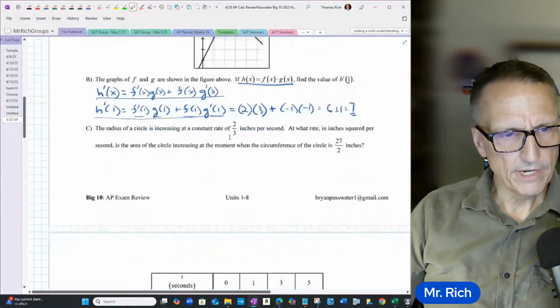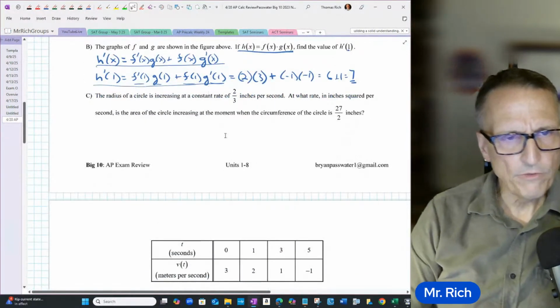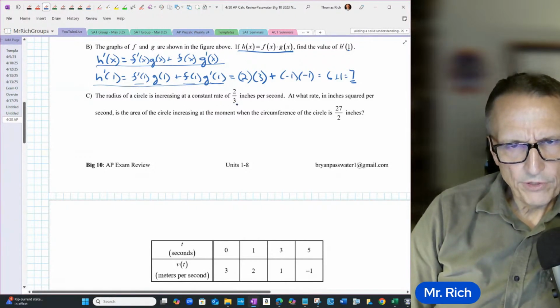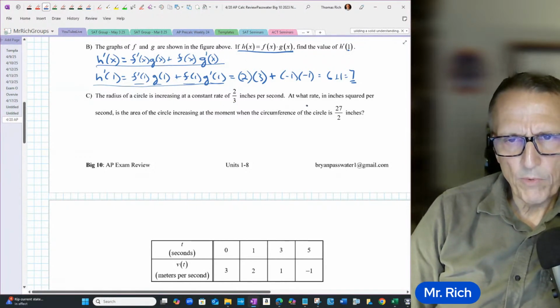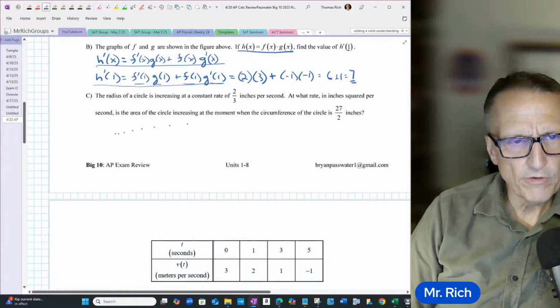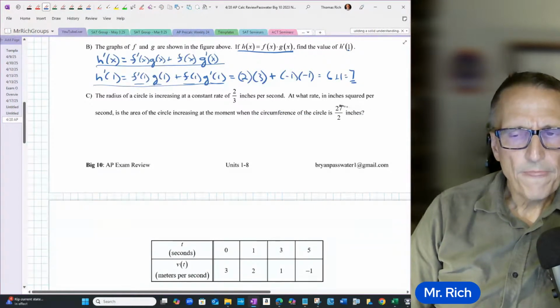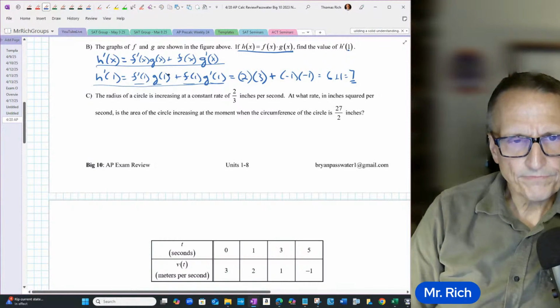All right, letter C. The radius of a circle is increasing at a constant rate of 2/3 inches per second. At what rate in inches squared per second is the area of the circle increasing at the moment when the circumference is 27/2 inches? So this is a related rates problem.